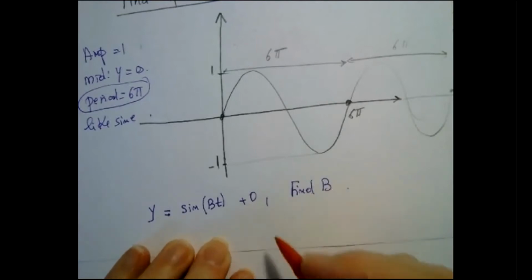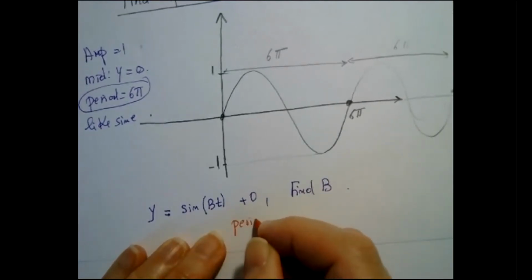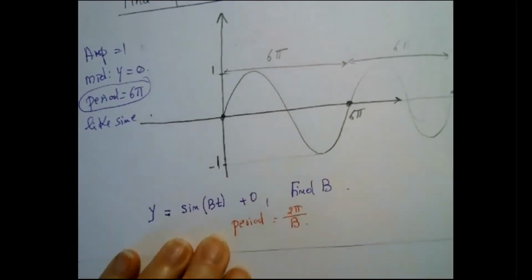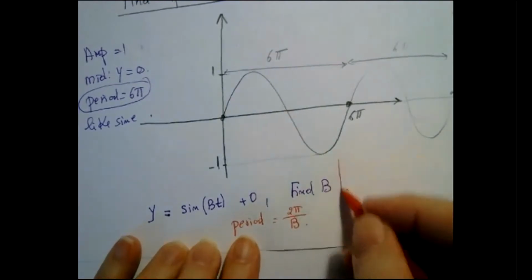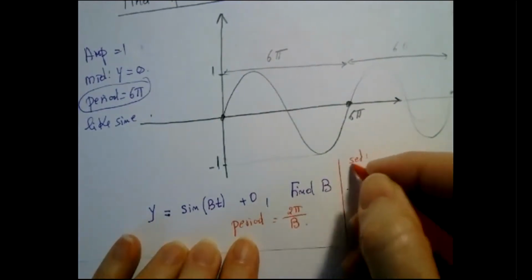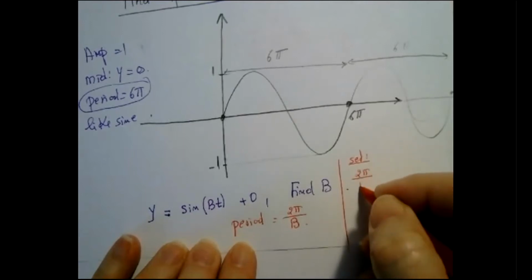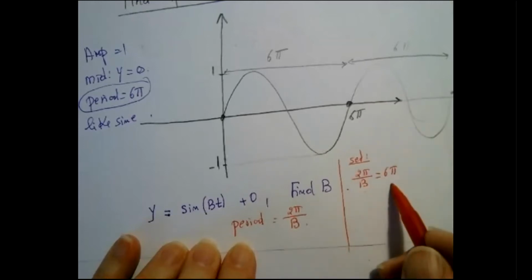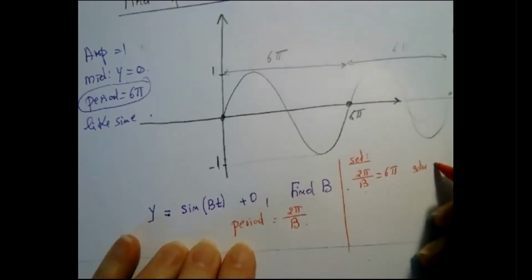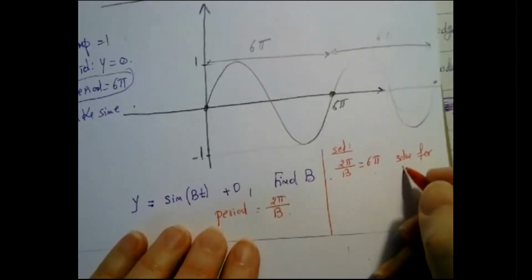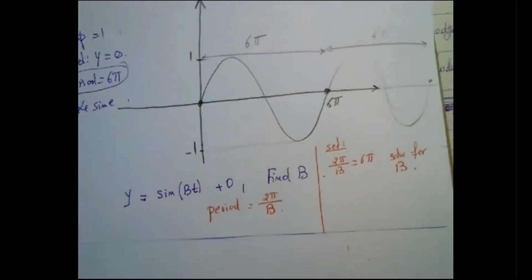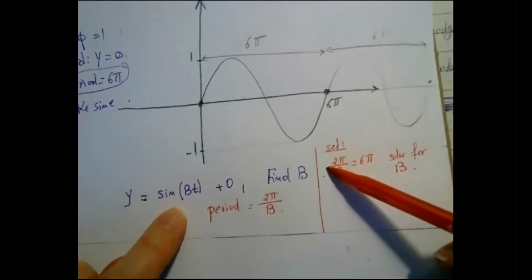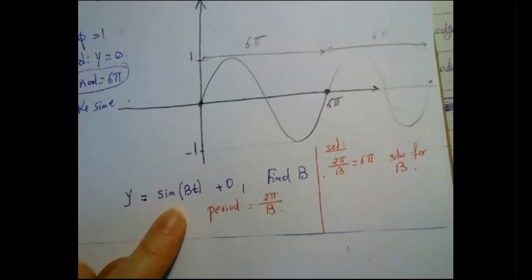What's the relationship between the period and b? Let us see the relationship. The period is 2 pi over b. Once you memorize this, we are set. So to find the b, we set 2 pi over b equal to 6 pi. So I'm going to find the b so that the period is 6 pi, and solve for b. They want a period of 6 pi, so I want the b so that 2 pi over b equals 6 pi.